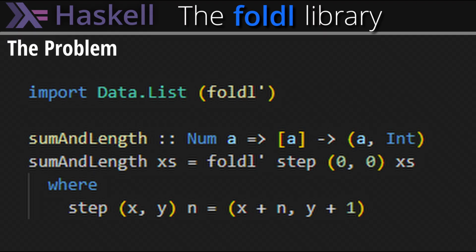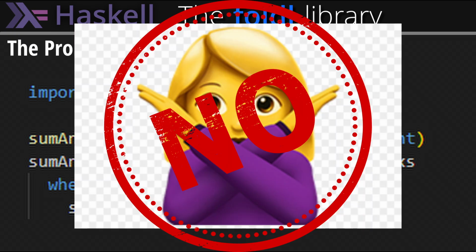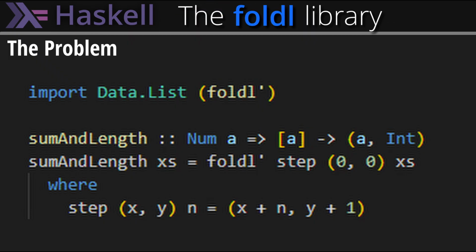So you use a fold that goes over the list in one go and calculates the sum and length at the same time using a step function. Awesome! We're done, right? No! If only it was that simple.